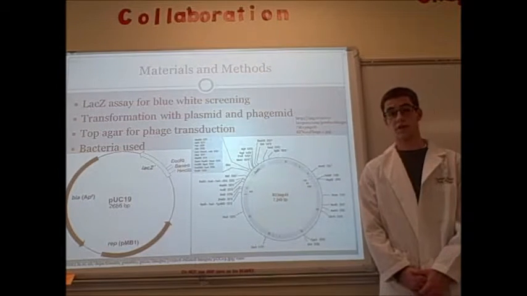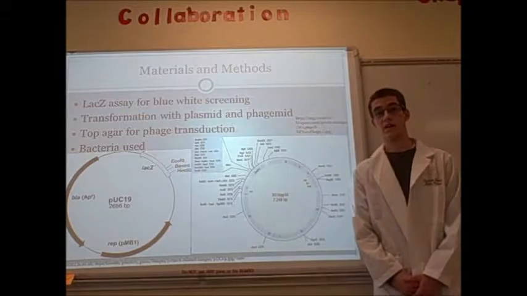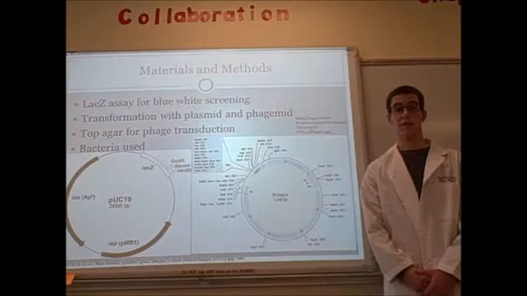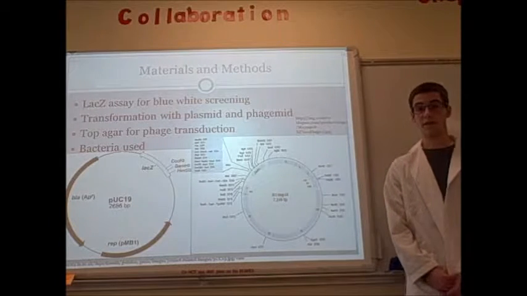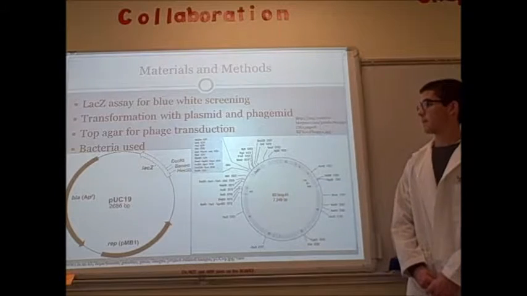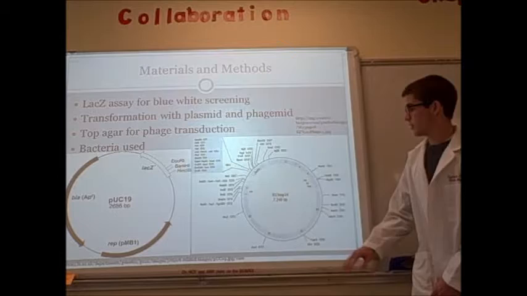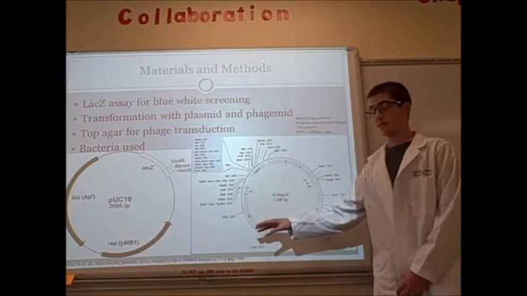For the phage infection and transduction, I used a top agar overlay. This means that I transform the bacteria, then mix them with more lawn bacteria and with a soft agar overlay, which I then poured over a plate. The bacteria I used in this experiment were E. coli K12. Here are two pictures of the DNA maps for both of my plasmids.